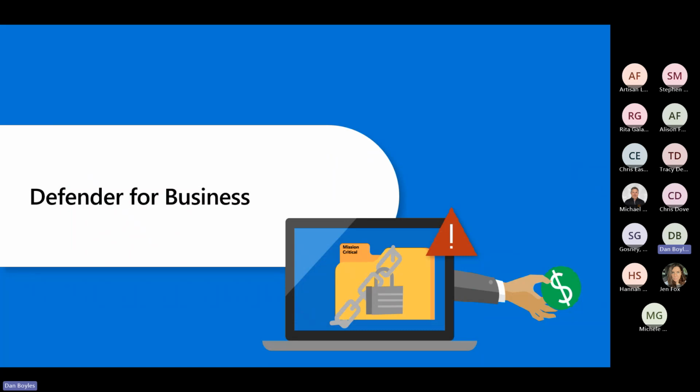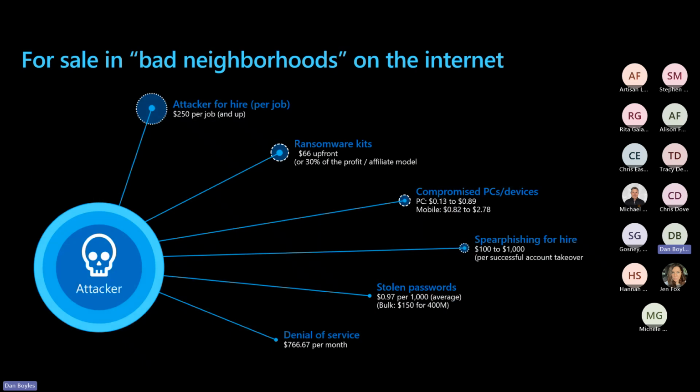If we have a look at Defender for Business, now Defender for Business is worth its weight in gold. And just to put into context on here, I said earlier on, how much does it cost to do things on the internet to get bad stuff going on? $250 to hire a hacker, that's probably gone down to about $50 now. So we're in a credit crunch, people do anything they can for money, especially when it comes to cybercrime. Ransomware, $60, $40. Compromised PCs or devices, you're looking at about 5p, 10p to a pound.